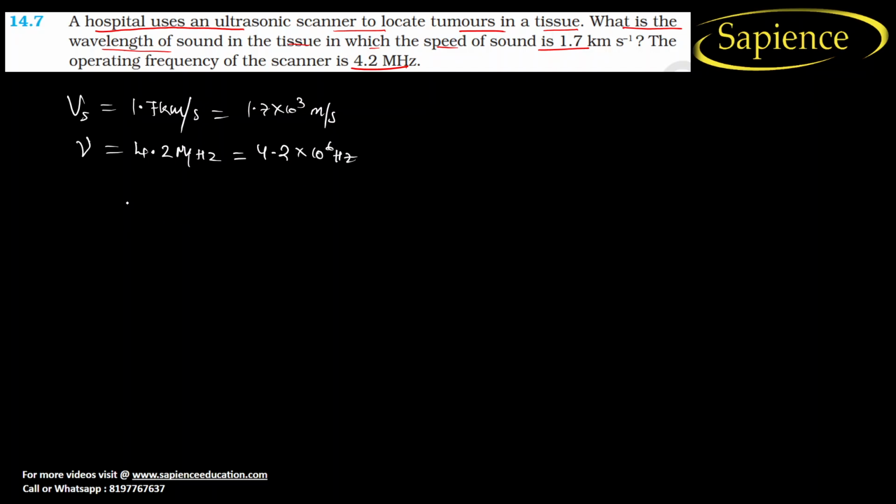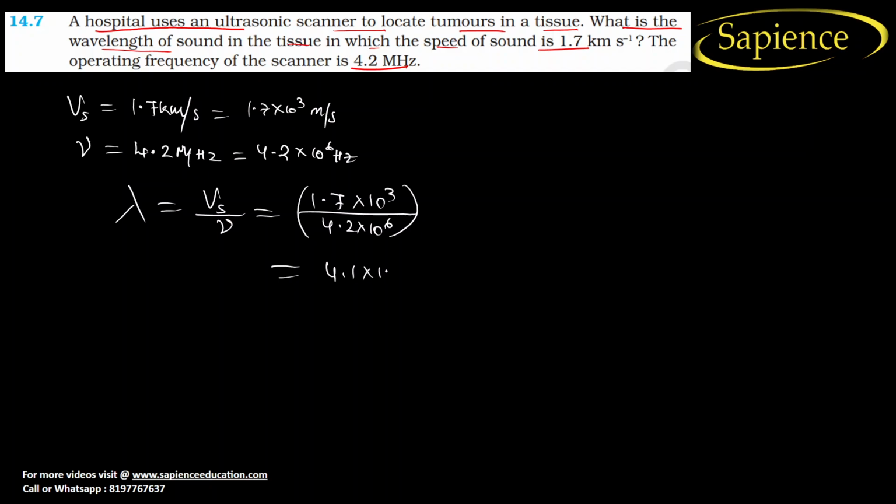Okay. Now what is the wavelength of the sound? Wavelength is equal to velocity of the sound divided by frequency. So velocity of the sound is 1.7 into 10 to the power 3 divided by 4.2 into 10 to the power 6. When we do this, we will get a result of 4.1 into 10 to the power minus 3 meter. This is the wavelength. So this is the required result for our question. Okay. So I hope you all have understood this question.